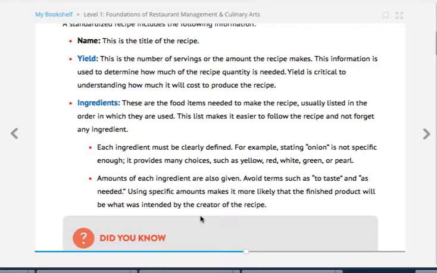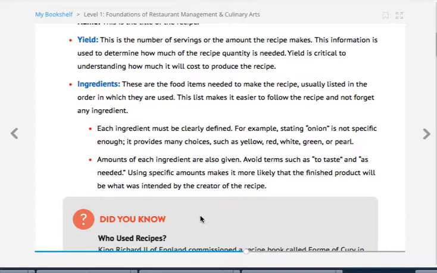Also, ingredients must be clearly defined. For example, stating an onion is not specific. You want to make sure that you have, it could be red onion, green onions, yellow onions, things like that. Amounts of each ingredient are also given. We typically try to avoid terms like as to taste and as needed.